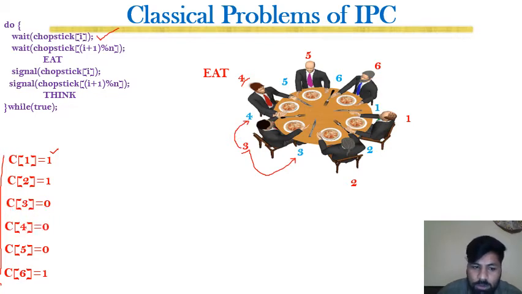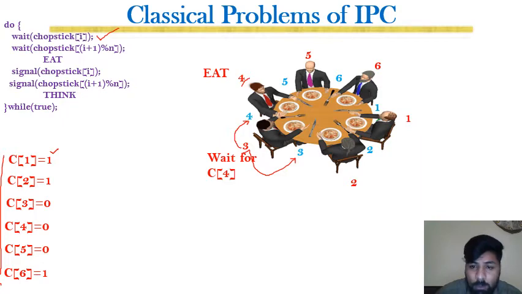But on the fourth chopstick, if it sends a call, you can see that its value is already 0. It means that it's busy, so it will be in a spin lock, trapped and waiting for chopstick 4 to be released.